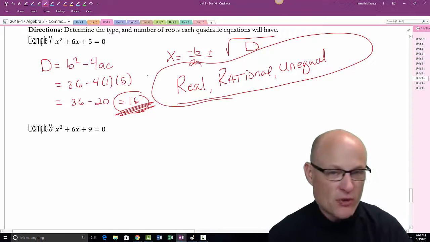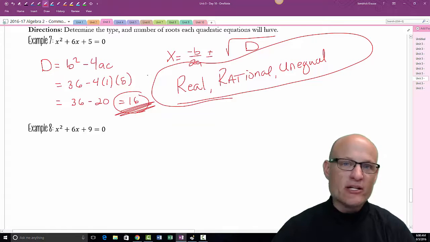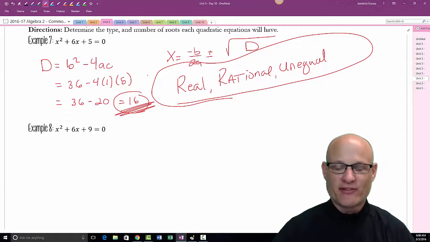If you want a picture of what this is going to do, it's probably going to hit the x-axis in two nice places.